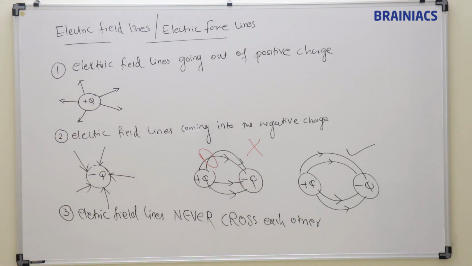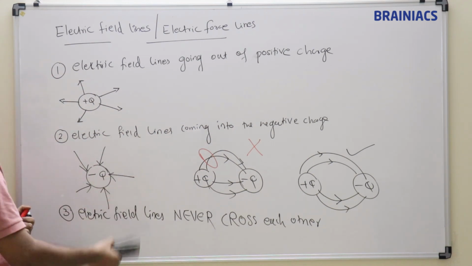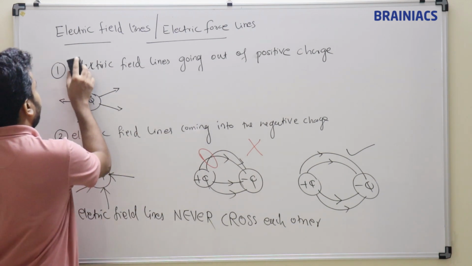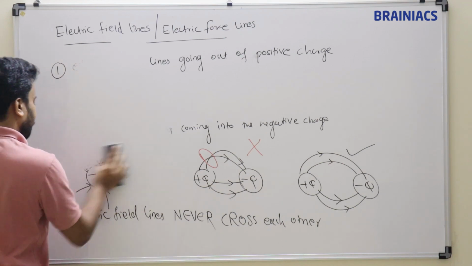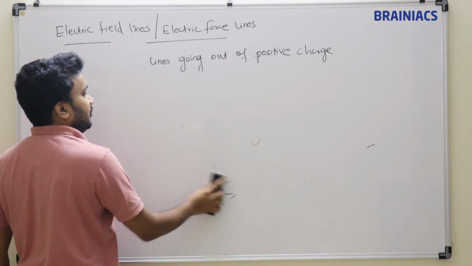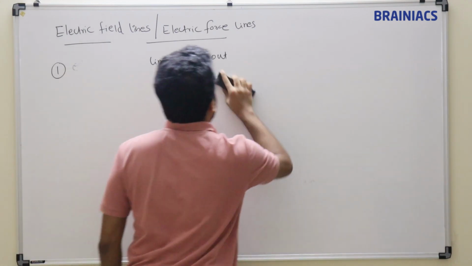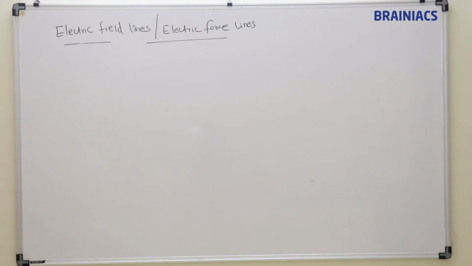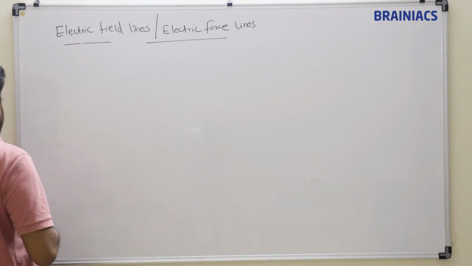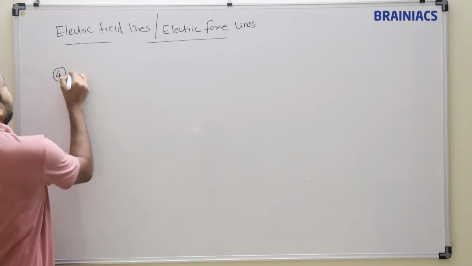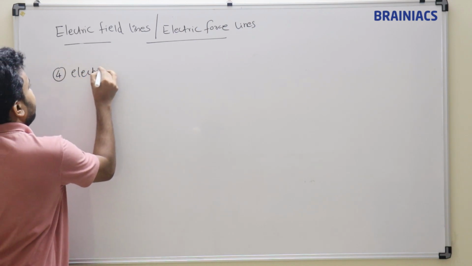Pause the video, draw the diagrams and write down the 3 points. Then I will move to the fourth point and further points. So we have now learnt 3 points. For positive charges, electric field lines are going out. For negative charges, electric field lines are coming inside. Electric field lines never cross each other. And the fourth point is electric field lines.